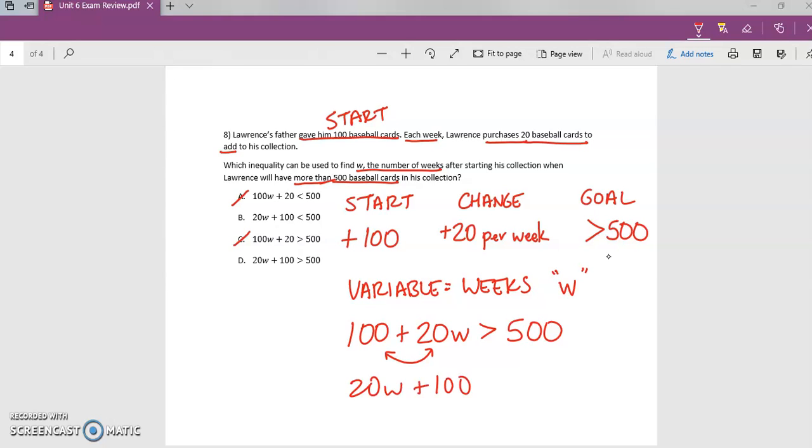They put 20W plus 100, and then they put is less than 500. So is it supposed to be less than? No. Letter D, 20W plus 100 is greater than 500. So yes, that keeps everything in its correct spot. So the answer would be letter D.